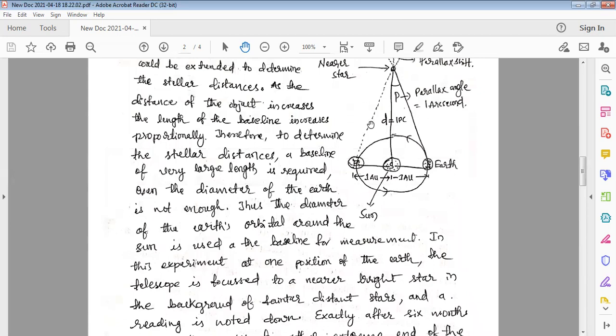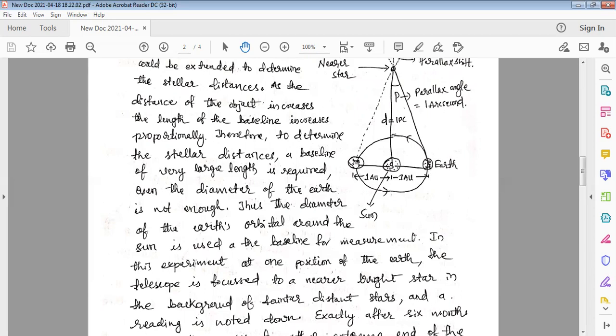The reading has to be taken at the other end of the baseline. Now this is the baseline. So you have done the measurement at this end of the baseline, and you have to take a reading at the other end of the baseline.